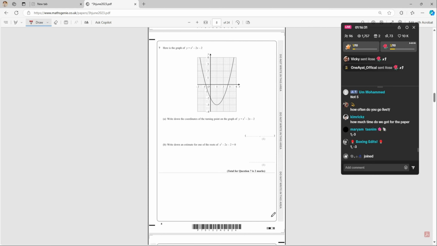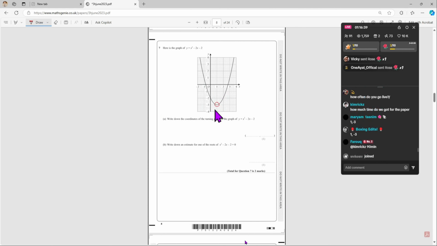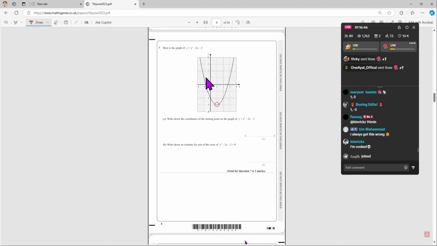Now, when it says the turning point, it's when it kind of turns. So over here, this is when it starts to change, like it starts to turn, okay? So what is the coordinate of this specific point when it turns? So it's going to be 1 and negative 3. So the x-coordinate is 1 and the y-coordinate is negative 3. That's not hard.